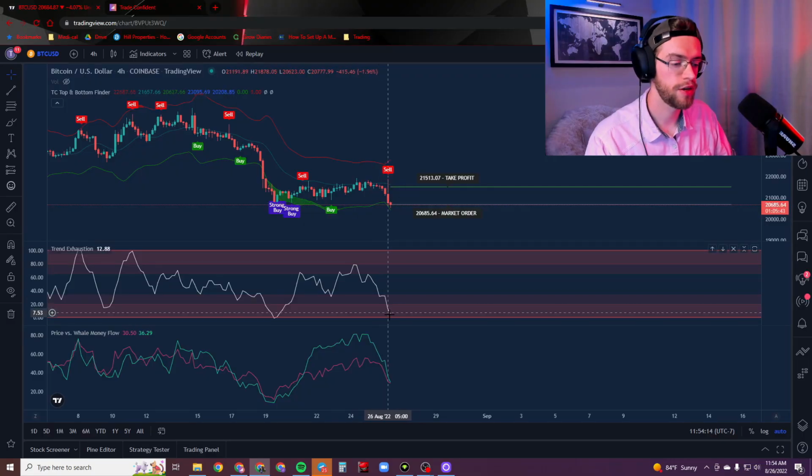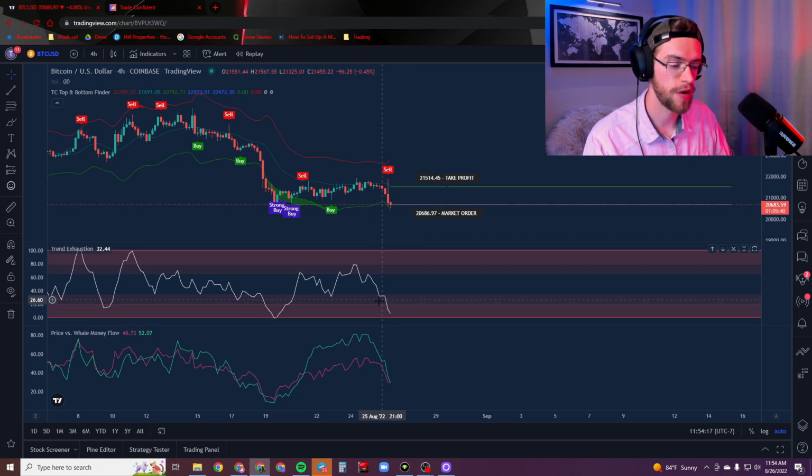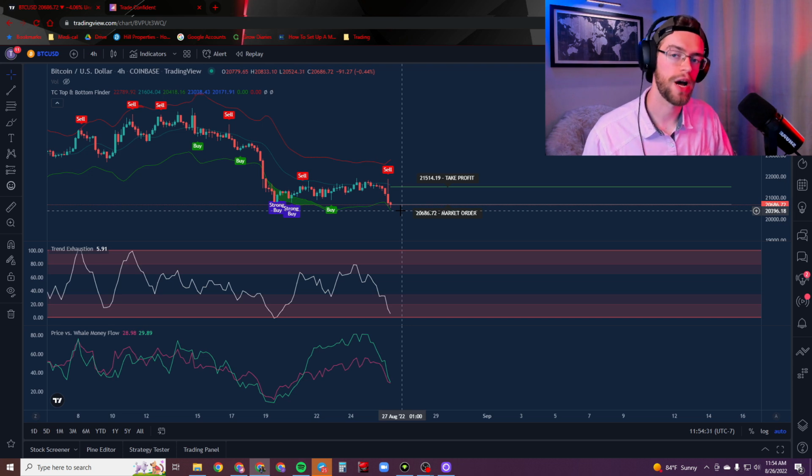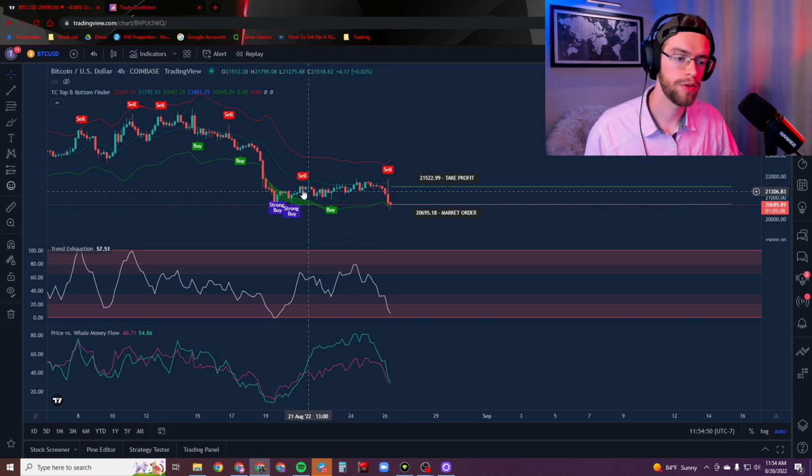Once all indicators are in their respective areas that you're looking for, you can begin looking for a signal to pop on the TC top and bottom finder indicator. Just to reiterate, we have the trend exhaustion in the very outer bottom red section with the price versus whale money flow below 30. On top of this, the TC top and bottom finder is at the bottom green resistance level. All that there's left to do is wait for a buy or ideally a strong buy signal to pop, and as soon as that happens and the candle closes to confirm that signal, we are good to enter this trade.